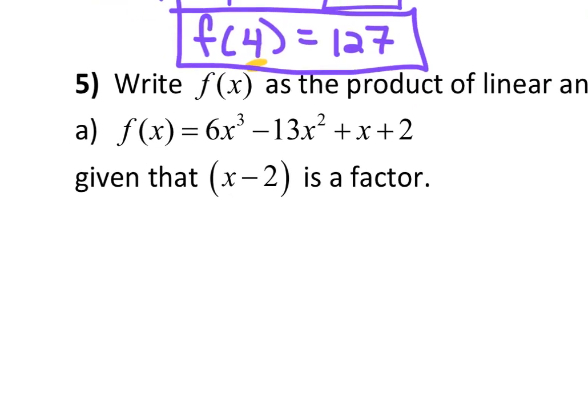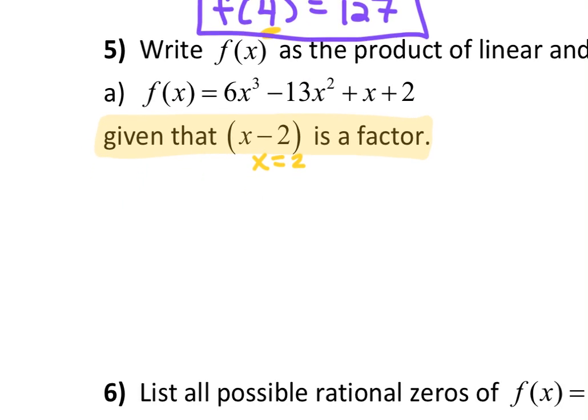So anyway, if it says given that something is a factor, what you really need to remember is that when you do this division, when you divide the polynomial by x equals 2, you will get 0. Because I'm telling you that it's a factor, and it's a factor if the remainder is 0. So you want to divide so that you can get the quotient, and the quotient will be something that you can then factor.